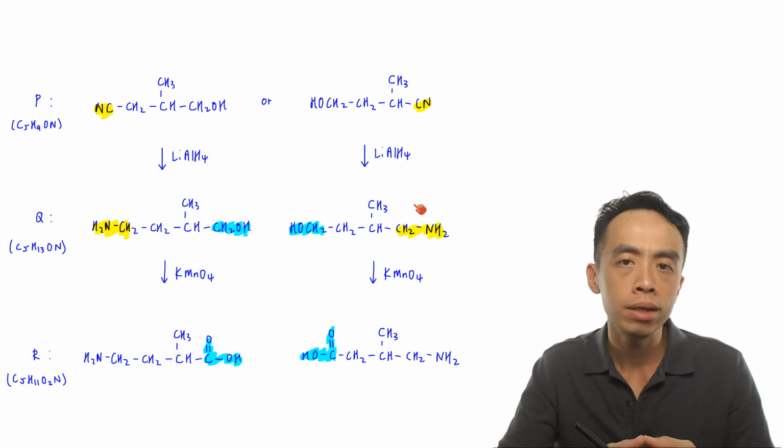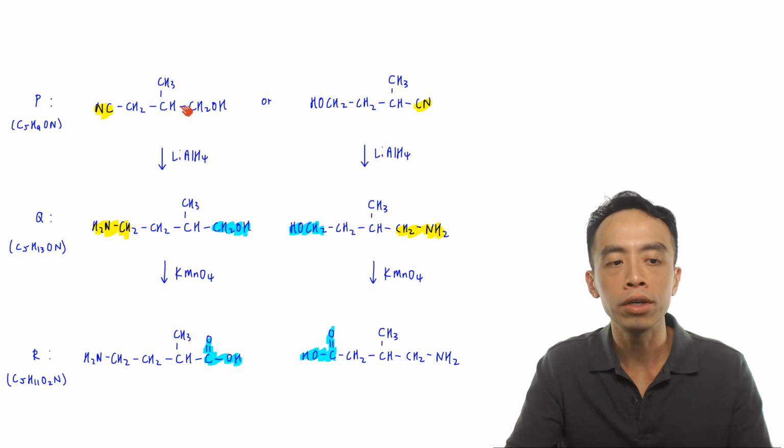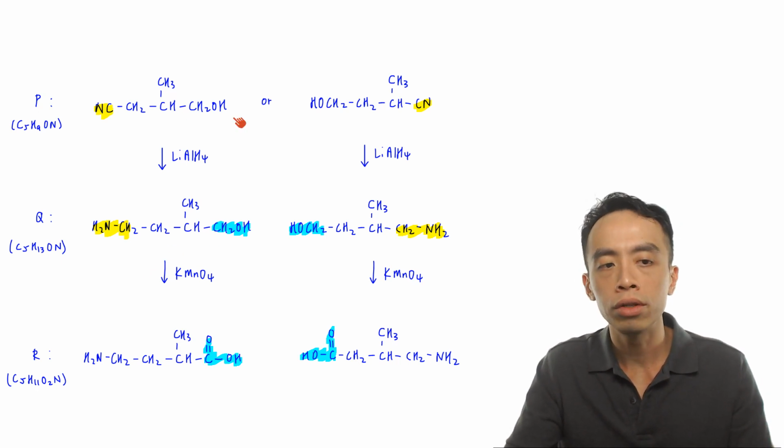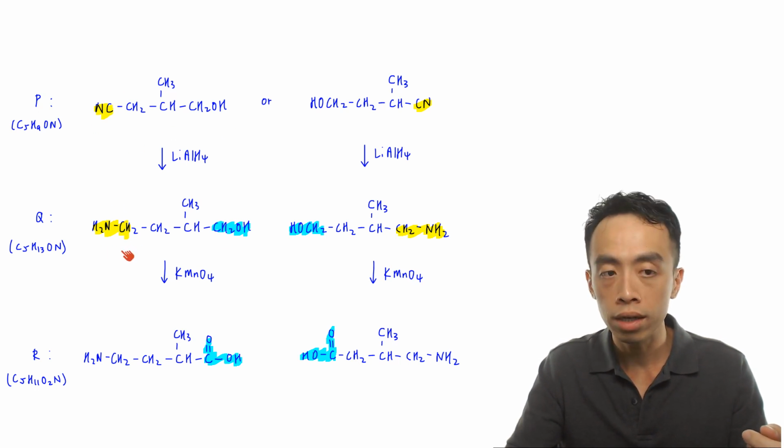Okay, once we have figured out P, then we can straight away determine what is Q and what is R, because we have gone through the reactions from P to Q to R. From P to Q, it is a reduction. From Q to R, it is an oxidation. So from P to Q, I just need to reduce the nitrile to a primary amine. So Q will be this structure here.